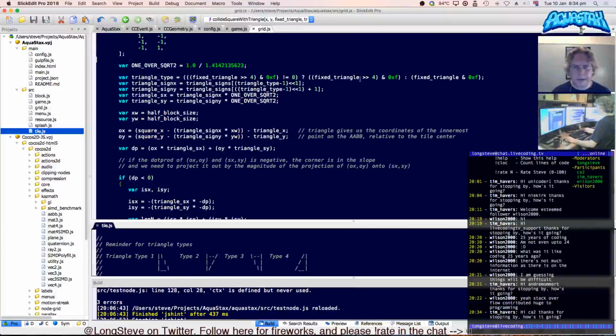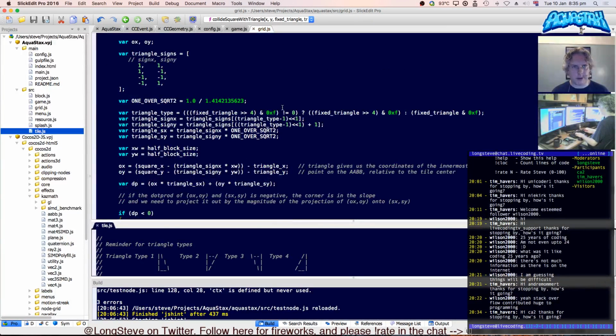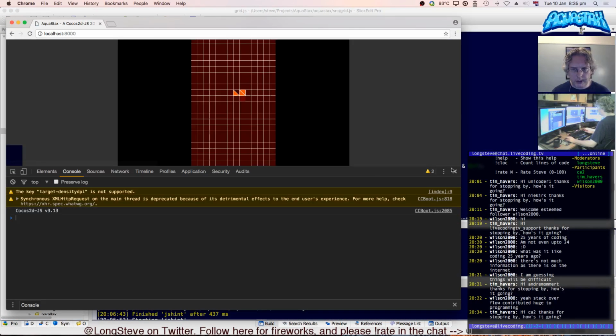Right. I forgot to take the 8 off. So square X and square Y. So the assumption is we're colliding a square with a triangle. It's the triangle that's fixed. That's its definition. And that's X and Y. And then the square X and Y is the position of the square that we're moving around. Right, let's see what happens now.